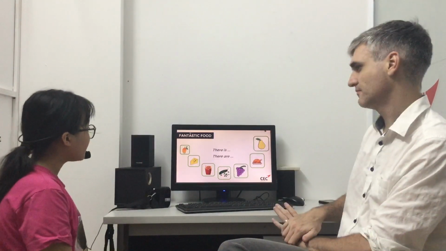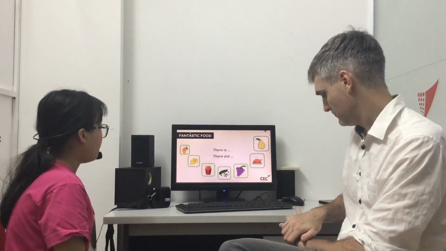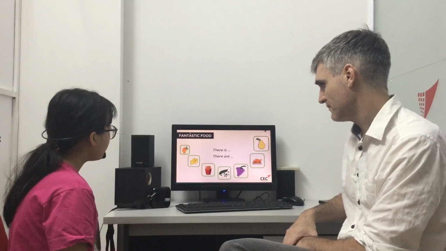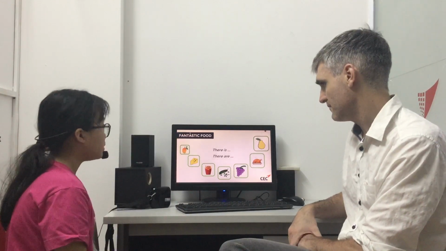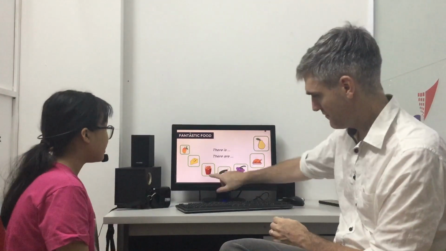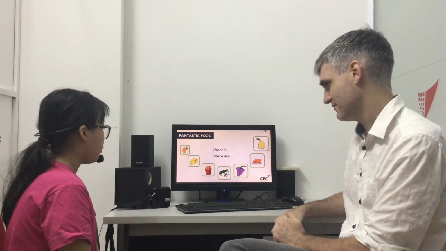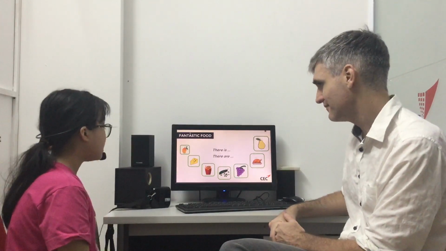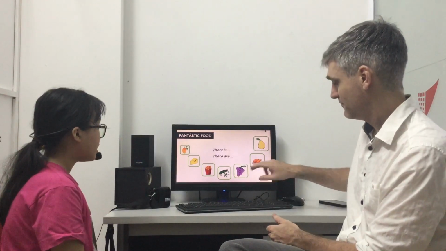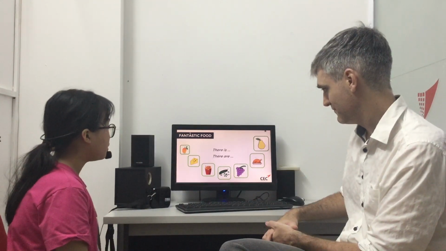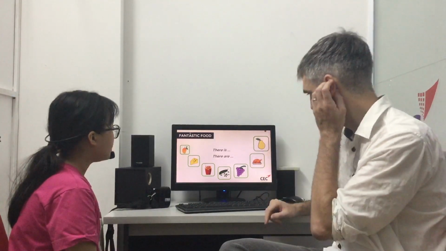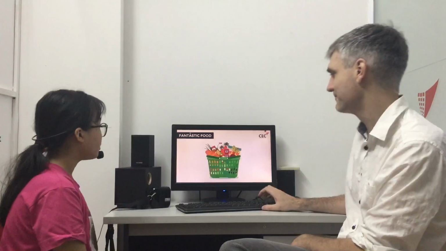What's this? This is a mango. Yes. There is some cheese. Good. This one? There are some fries. There are some beans. There are some grapes. There is some chicken. Good. There is a pear. Good.